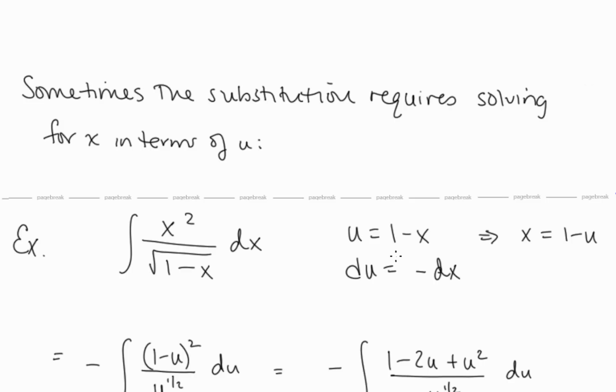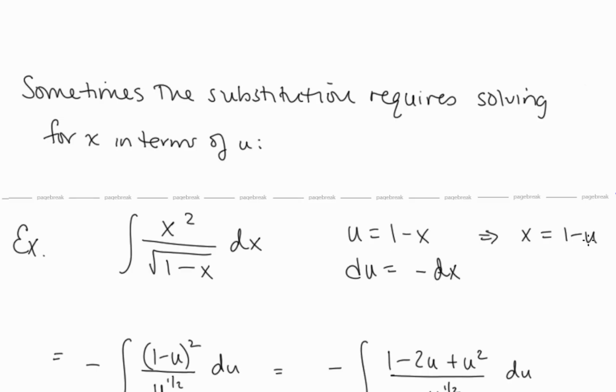So notice that we can handle the dx, because we'll just have to adjust by a negative sign, that's not a problem. And we can handle this denominator, radical u. But what are we going to do with this x squared? How are we going to write the x squared in terms of u? Well, here's a relationship between x and u. Let's solve this for x.